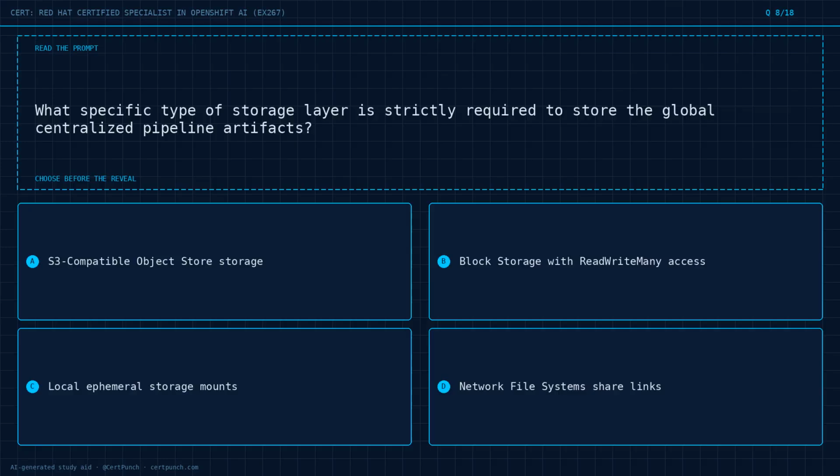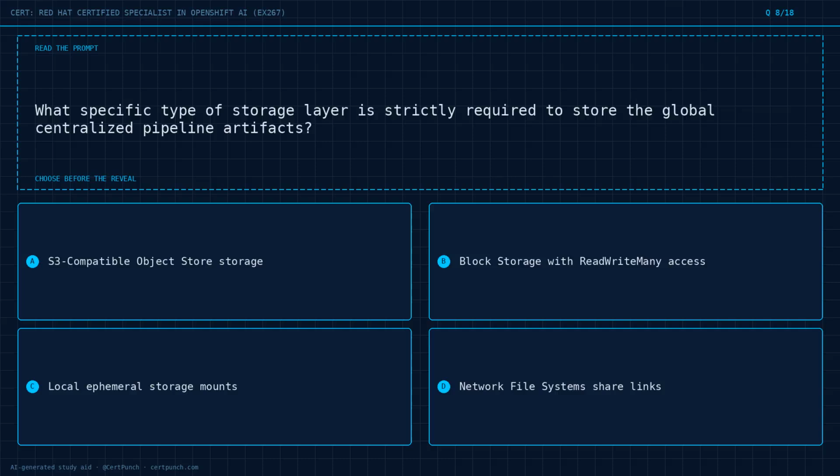Question 8 of 18. What specific type of storage layer is strictly required to store the global centralized pipeline artifacts? Option A. S3-compatible object storage. Option B. Block storage with read-write-many access. Option C. Local ephemeral storage mounts. Option D. Network file systems share links.